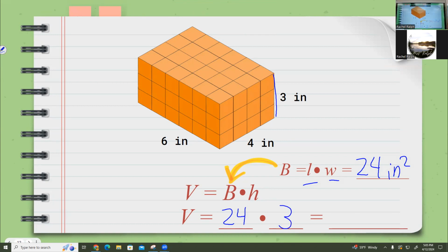And oh man, I didn't think about this one. Let's see, 20 times 3 would be 60. 4 times 3 is 12. 72. There should be 72 cubes inside here. So 72 inches cubed. If we counted them all up, it's 24 and 24 and 24. All right.